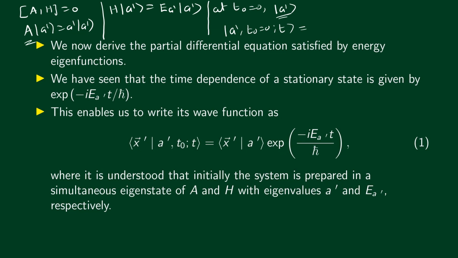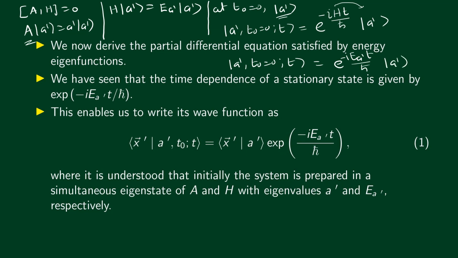Now we know how to obtain this. These are obtained by the action of the time evolution operator, which is e raised to minus i H t divided by h bar, acting on ket A prime, the initial state. Now this is the Hamiltonian operator, and this ket A prime is already an eigenket of the Hamiltonian. So this equation now becomes: ket A prime, t0 equal to 0, at time t is equal to e raised to minus i E_A prime t by h bar multiplied by ket A prime. All right. So these are the energy eigenkets.